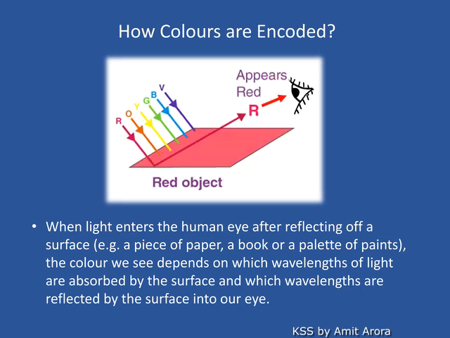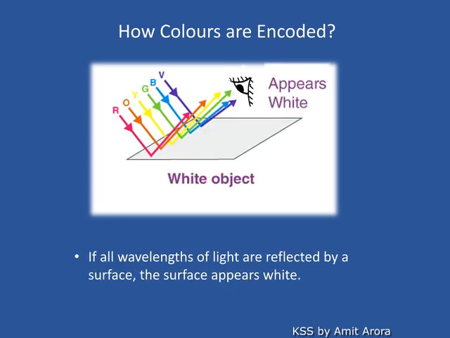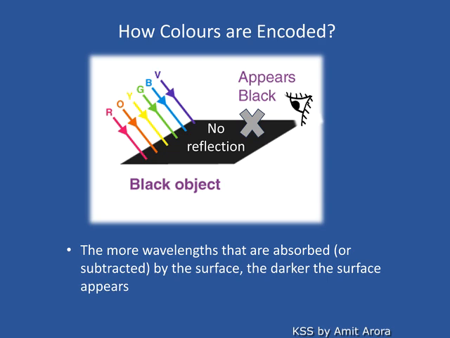Similarly, when we see a red surface, it means that the light of wavelength corresponding to red reached our eye. In case of a white object, all wavelengths of light are reflected by the surface and the surface appears white to our eye. When an object is dark or black, all wavelengths of light are absorbed by the surface and no light reaches our eye, and the surface appears black to our eye.